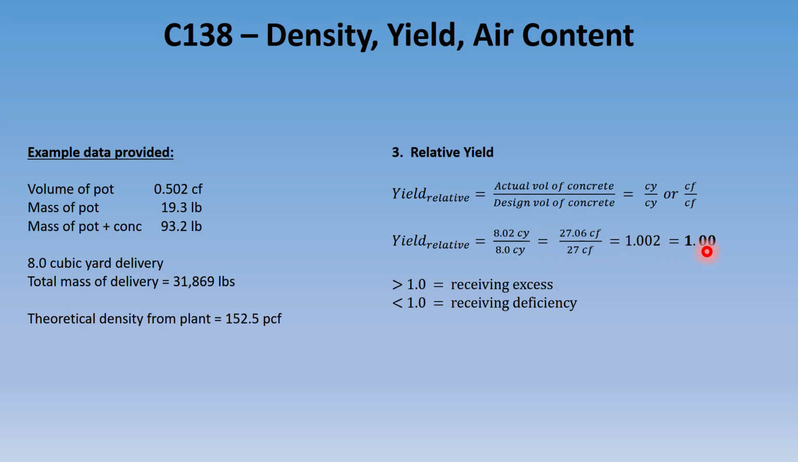Essentially that's rounded off to 1.0 or 1.00. And where this number becomes important is its relationship to 1. If your relative yield is greater than 1.0, you're actually receiving more concrete than you're paying for, because you're paying for the delivery that comes off of that ticket. If that relative yield is less than 1, you're actually receiving a deficiency. So that might be where you argue for a cost adjustment for your client, or if you're the inspector on site.